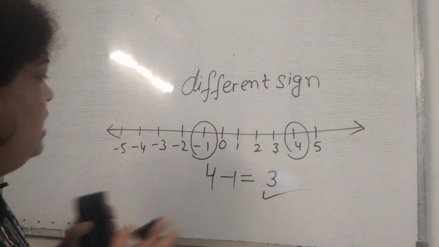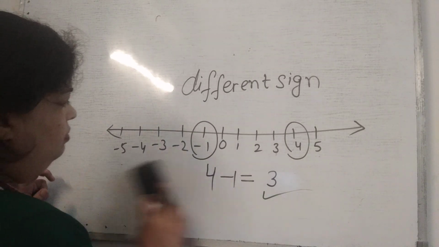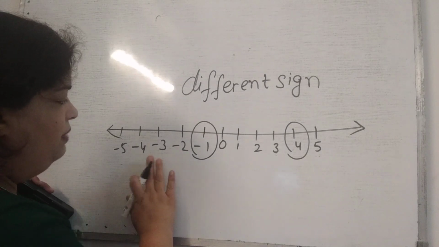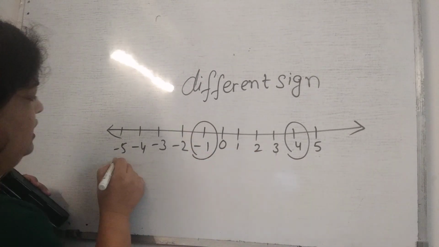You got it? Now I am taking one positive and one negative integer. Here is minus 5.